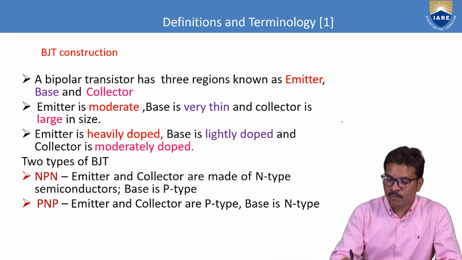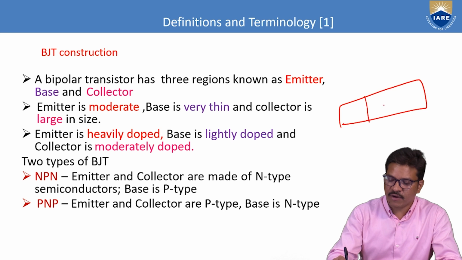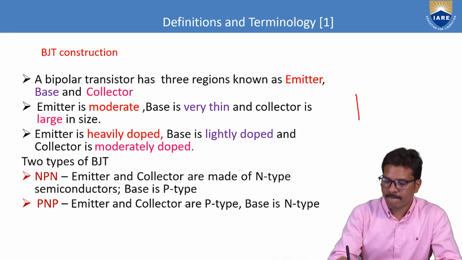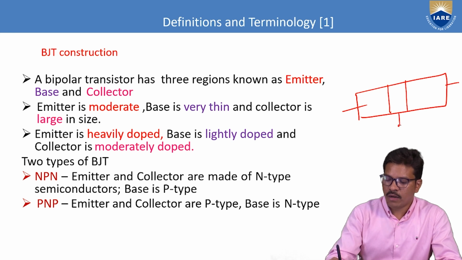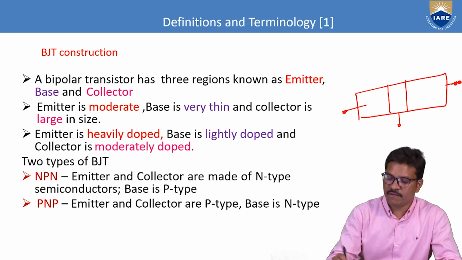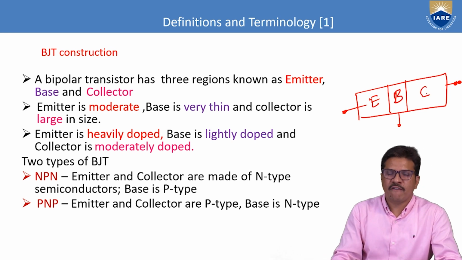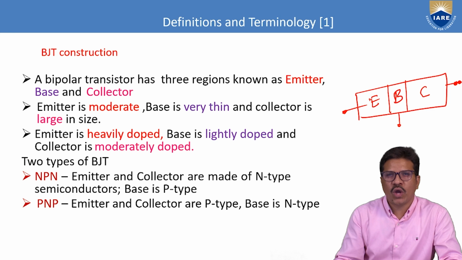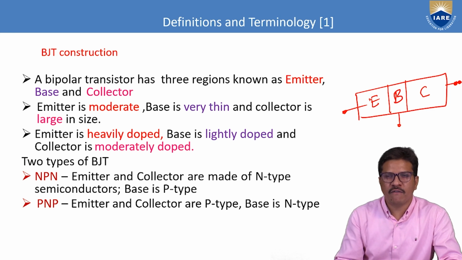So basically, the bipolar junction transistor is a 3-region, 3-layer device. Very simple. It has 3 terminals, so it is a 3-terminal device. The first layer is called the emitter, the middle layer is called the base, and the last layer is called the collector. Every student might know this 3-layer device, but you should know the area and doping of each layer.